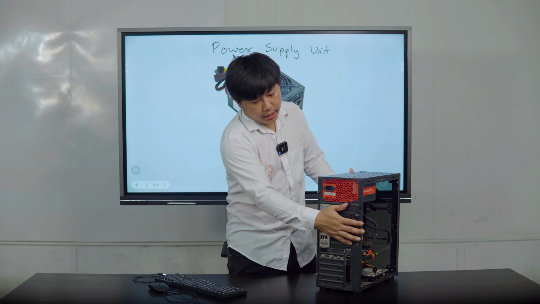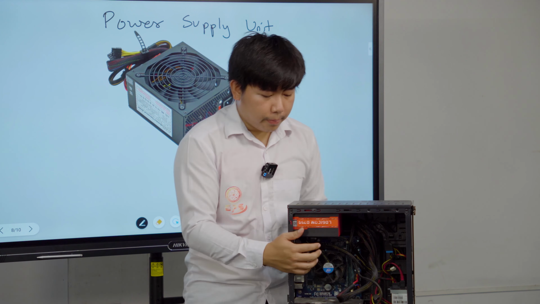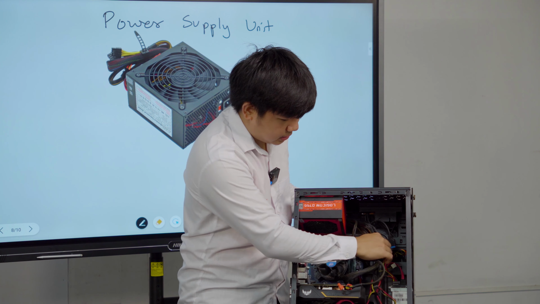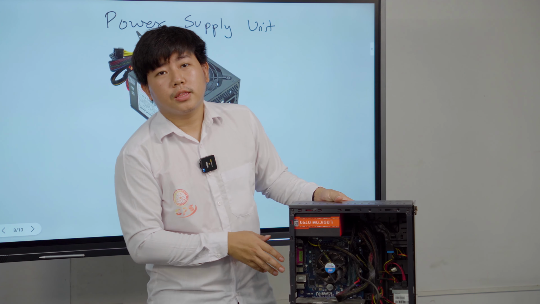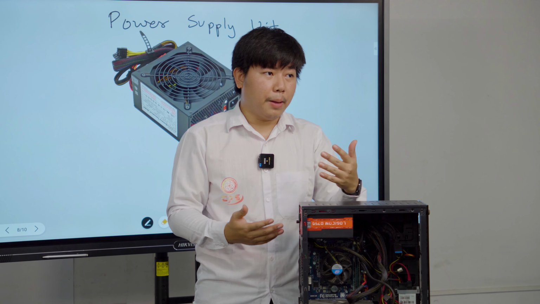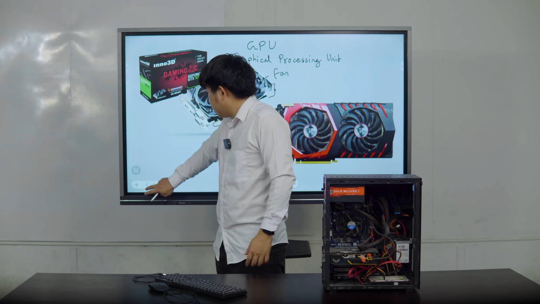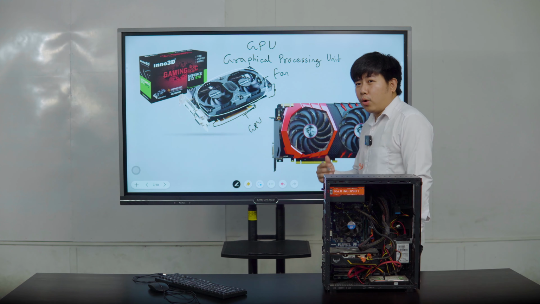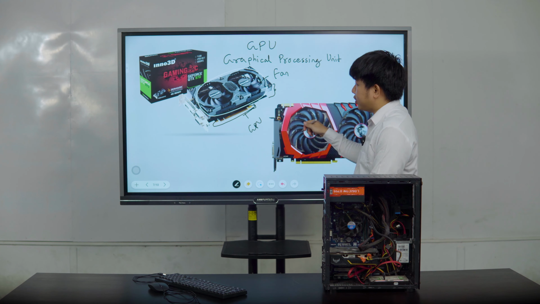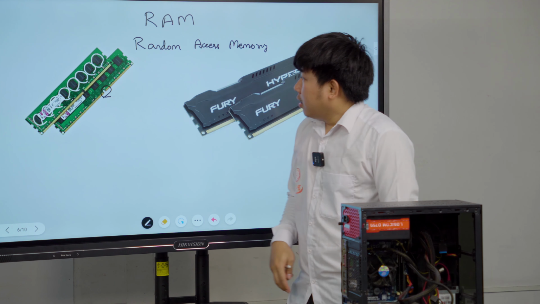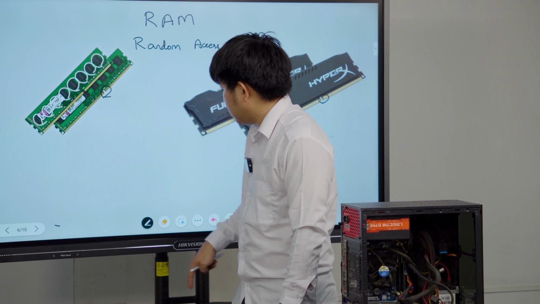So let's look here. This is a power supply unit. This supplies all the components inside with these big colorful cables, and each cable carries a different amount of voltage. So for example, the GPU requires a lot of electricity, so it has a bulgier, bigger cable going to it. But the RAM doesn't require any direct electricity.